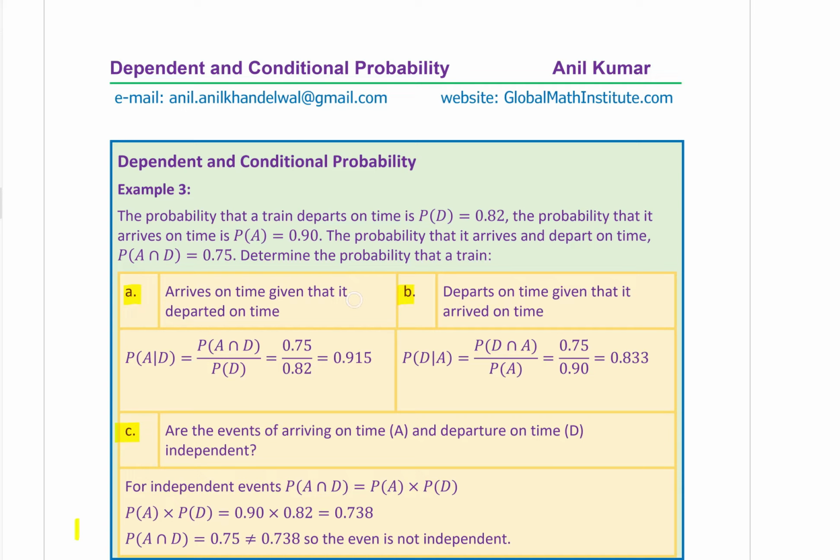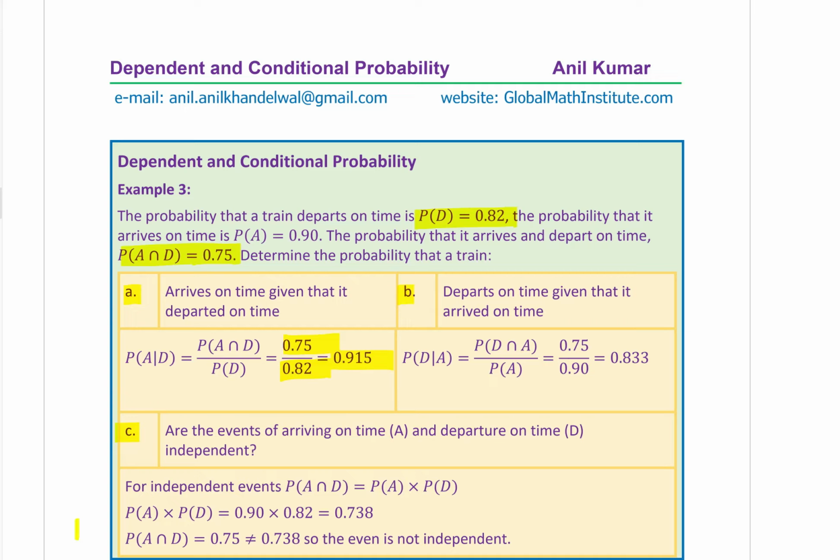Arrives on time given that it departed on time. So for the first condition, we are assuming that it departed on time. That has happened. And now we want to figure out the probability that it arrives on time also, right? So the probability of A when departure was at the correct time will be the intersection of A and D divided by the probability of D. The intersection of A and D is given to us as 0.75. And we are going to divide that by the probability of departure, which is 0.82. Once you do that, you get your answer, which is 0.915.